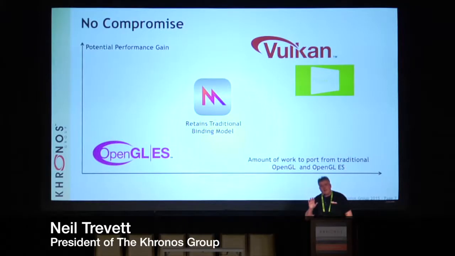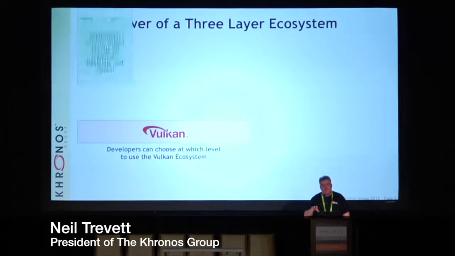Vulkan and DX12, we go all the way. We go all in for explicit control. It means if you're starting with an ES app, you probably have more work to do to get to fully optimal, but it's worth it because the extra explicitness does give you benefit. And I went up to Aris after the talk and said, so is it worth it? You know, the extra effort for the return, is it worth it? And he said, yes, it is. It is worth it.